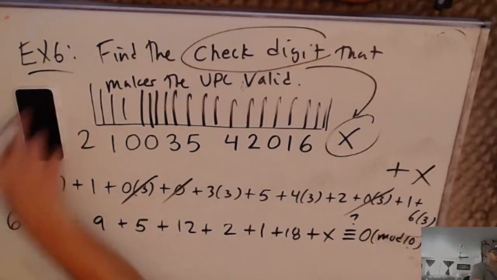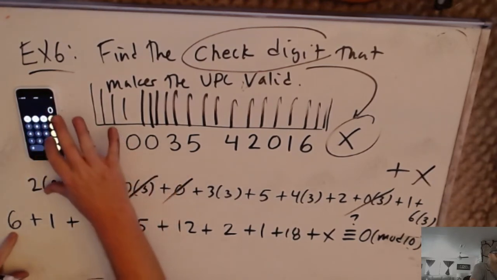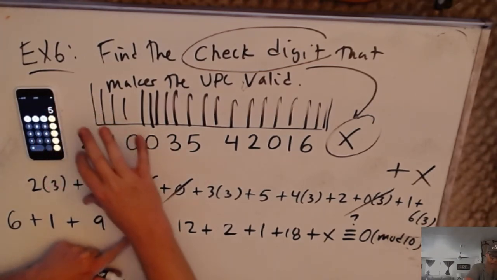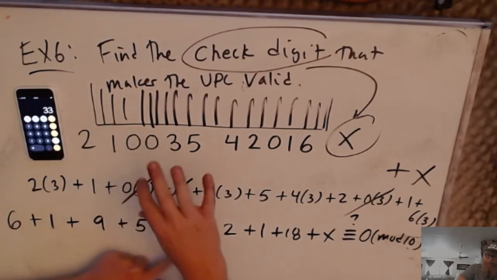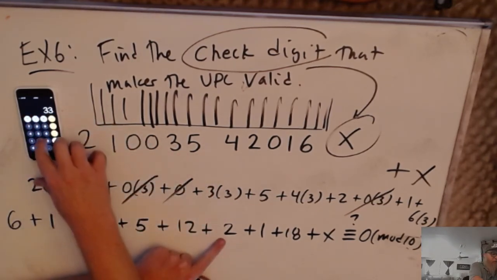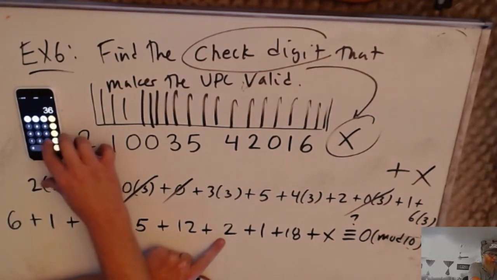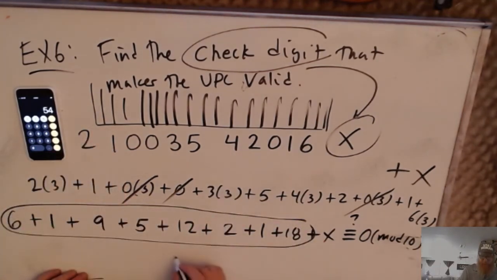Might as well use our calculator since I brought it out. So we've got 6 plus 1 plus 9. Probably could have done this while I was grabbing the calculator. You might already have the answer. Plus 12, plus 2, plus 1, plus 18. So all of this, if I did it correctly, should come out to be 54.